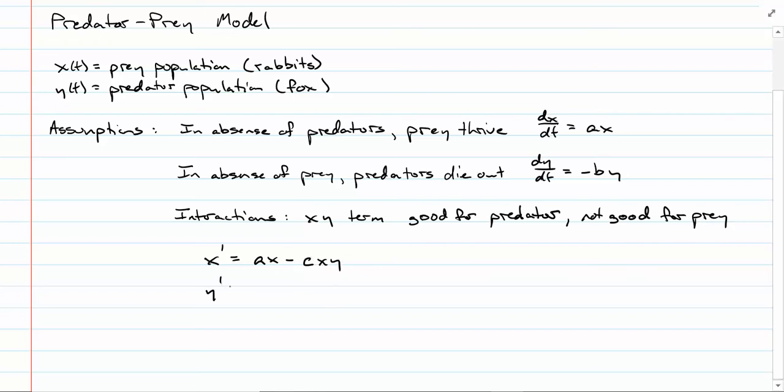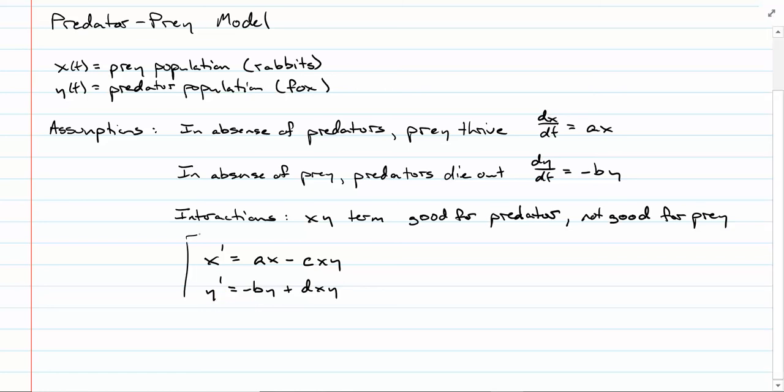And then y prime would be what? It'd be minus by plus, I'll call it dxy. Again, our assumption here: if x was 0, then you would just have y prime equals minus by. But if x is not 0, then this xy term, these interactions between the predator and the prey, the fox and the rabbits, that's good for the fox population. That's why you get a plus sign in front of that term in y prime.